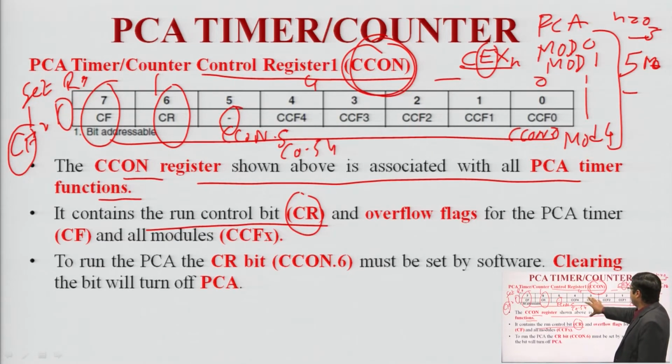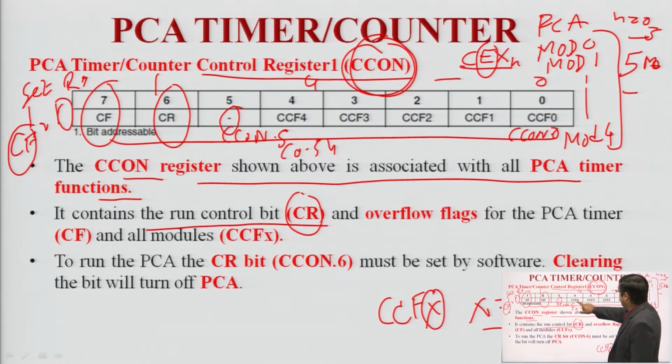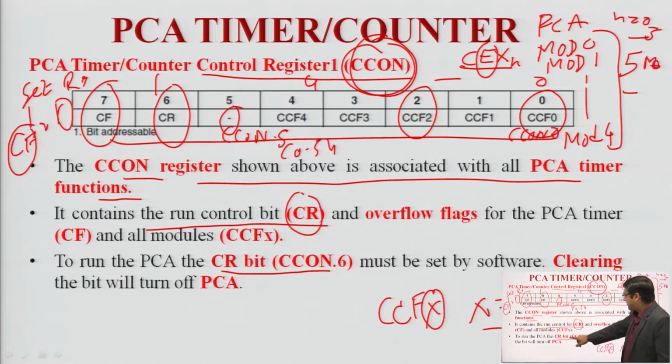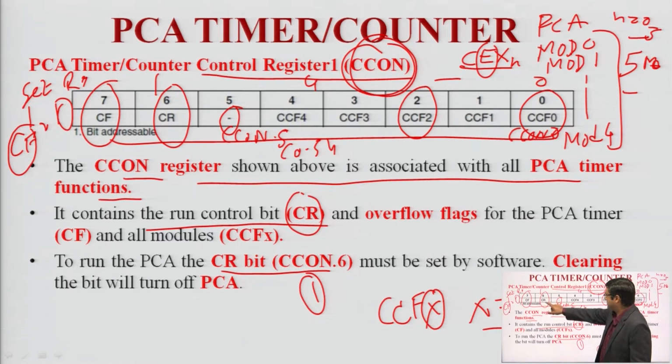are reserved for the CCF bits. CCFx, where x represents the module number. We have seen that we have 5 modules, module 0 to module 4. So, CCF4 represents module 4. Similarly, CCF2 is associated with module 2, and CCF0 is associated with module 0. To run the PCA, we have seen that the CR bit should be 1. It should be set. So, CCON.6, or CR, should be 1.